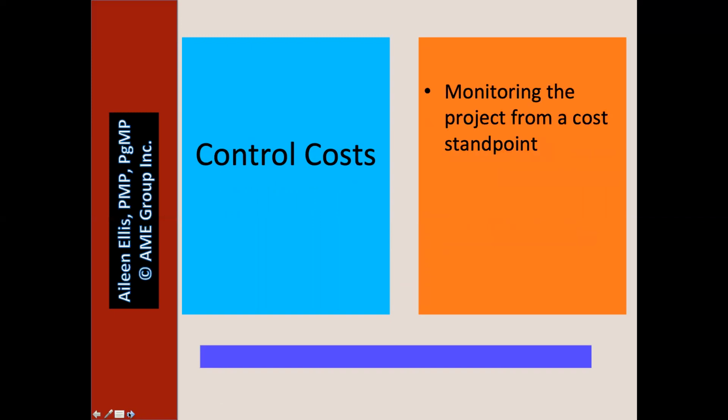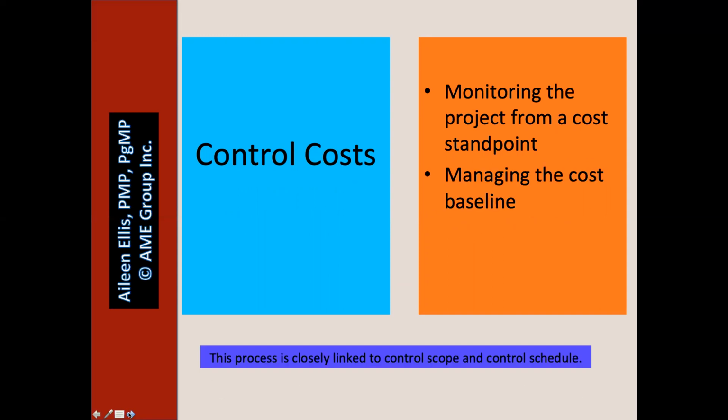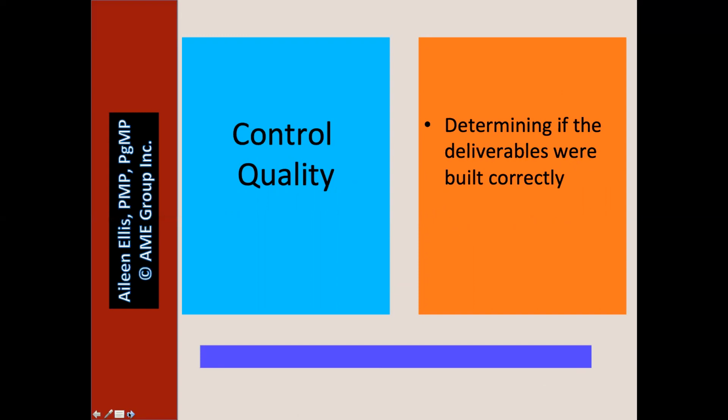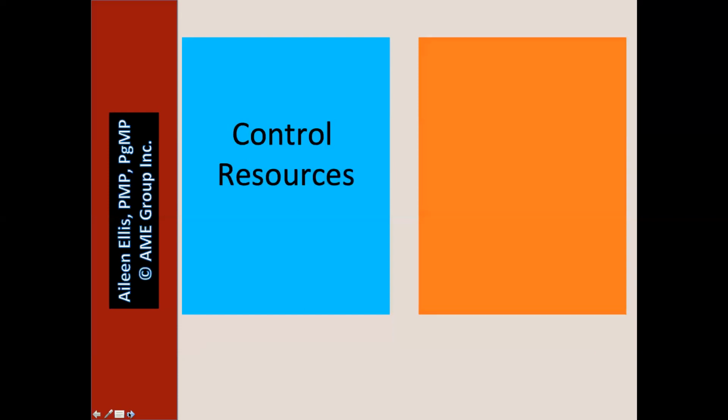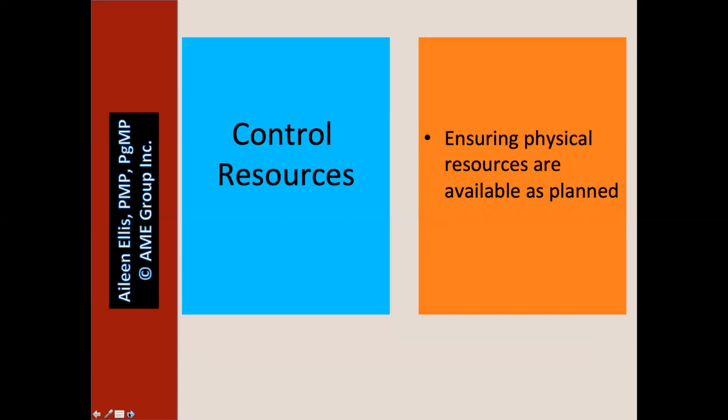The next one should be really easy. Control costs. You tell me monitoring the project from a cost standpoint and managing the cost baseline. Closely linked to control scope and control schedule. Control quality. Determining if the deliverables were built correctly, usually performed by members of the team. Do you know what this process is closely linked to? Great, validate scope.